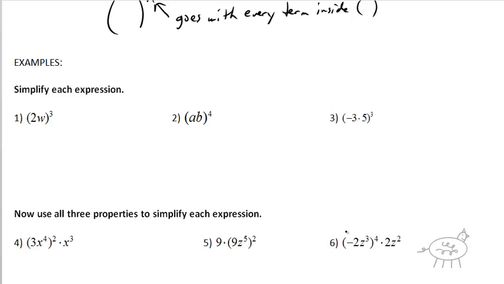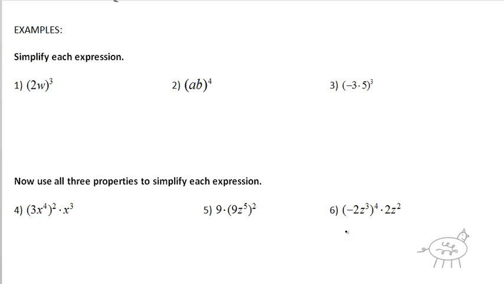All right, let's do a couple of examples here. Simplify each expression. So it's really saying 2 cubed, w cubed, because again, that cubed goes with the 2 and the w. You put in your calculator, 2 cubed is 8, so it's 8w cubed. Okay, this one, it's a to the 4th, b to the 4th. Okay, this one, I know you want to say negative 3 cubed and 5 cubed, but really it's negative 15.